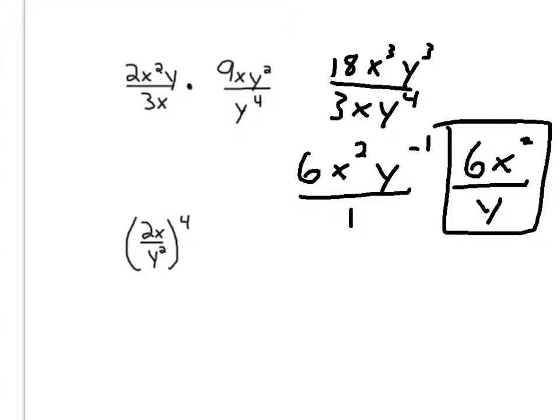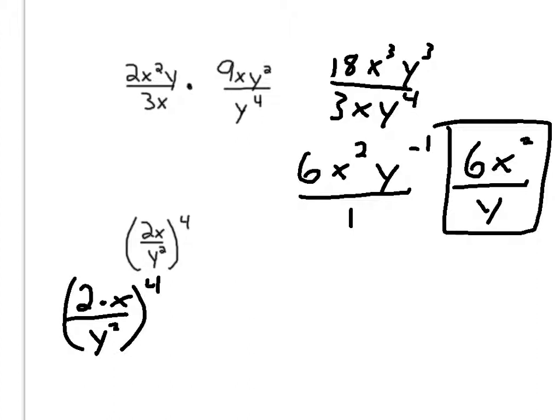Alright, now this one here, we've got a fraction raised to the power. So again, we're going to apply the top to the power and the bottom to the power. Now here's where we've got to make sure we don't mess up. Remember, this is like 2 times x. So I'm going to go ahead and just rewrite that over y squared, all to the 4th power.